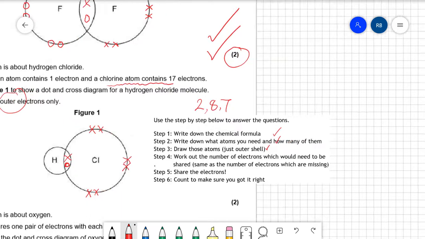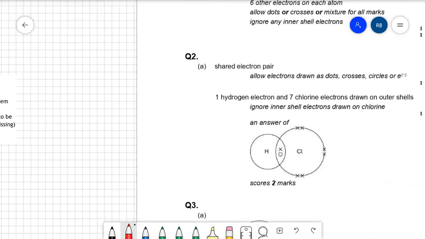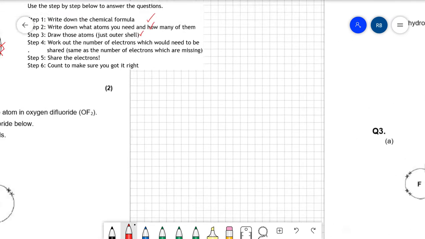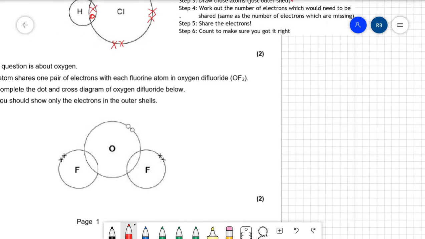So I think we're about right. Let's have a look at the mark scheme. 1 mark for one shared pair of electrons. 1 hydrogen electron and 7 chlorine electrons drawn on the outer shells. Great, we have scored 2 marks. Good stuff. Hopefully now you're finding this a little bit easier.